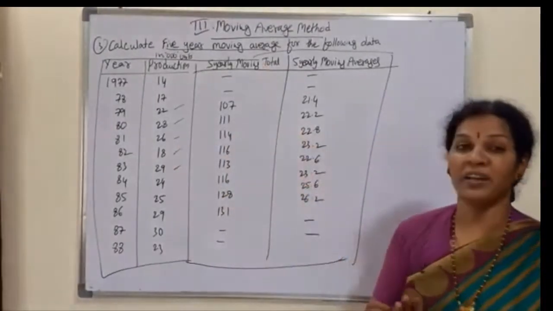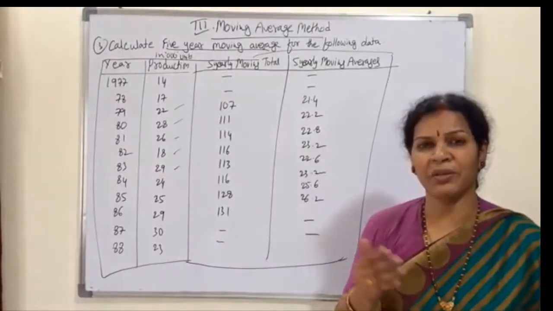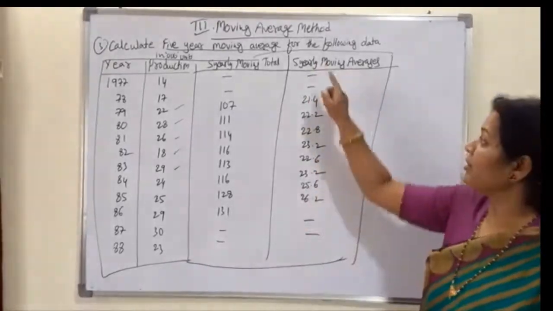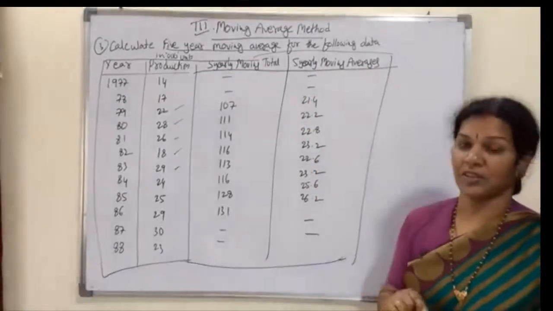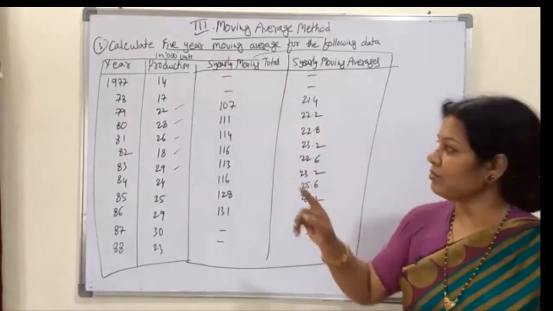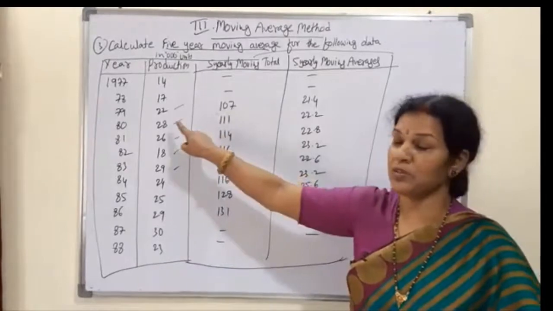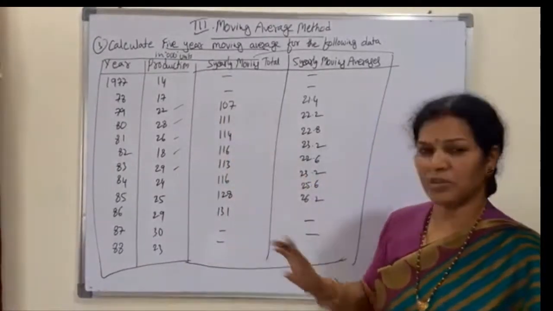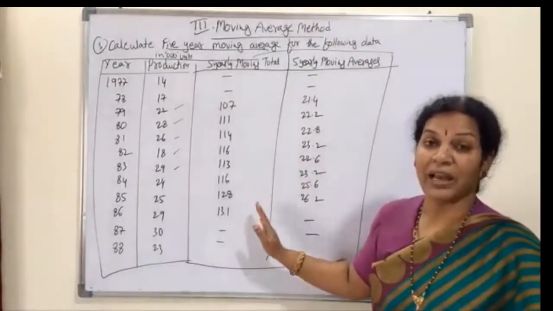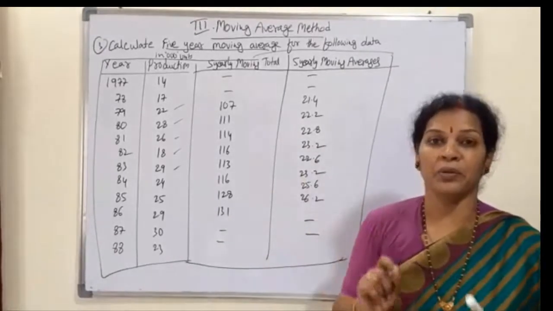First we have done the 5-yearly moving total. Once you do the 5-year moving total, then we'll go for the average. Another column is opened and written as 5-yearly moving averages. If you see, for the first year and second year there is no data, because when we calculated the first 5, the first value 107 comes opposite the middle one. In the same way, for the last 2 also there is no data at all.